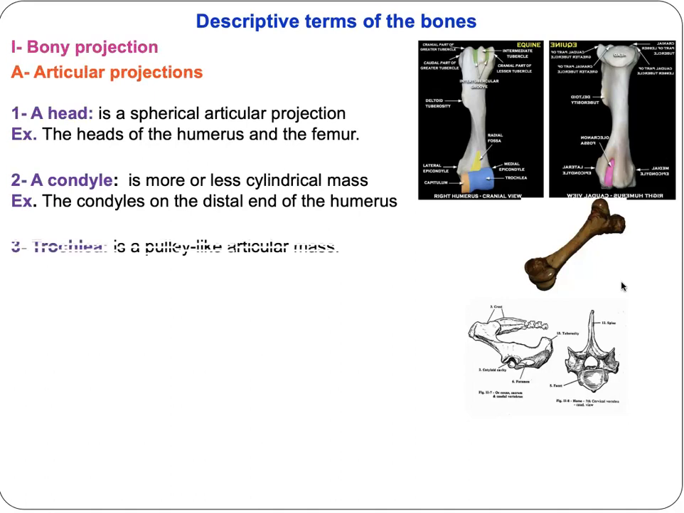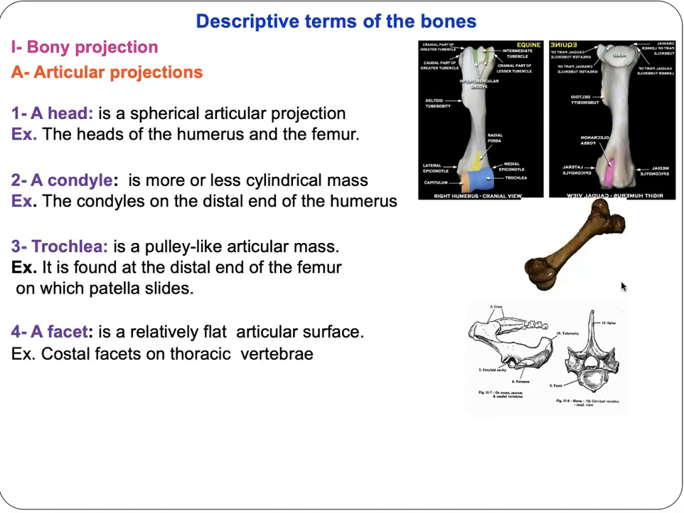Let us now speak about the descriptive terms of the bones. The bone is not smooth. Bones have structures that could be projections or depressions. We classify projections and depressions into two categories: those for articulation, called articular, and those only for muscular attachment and not for articulation, called non-articular. So we have bony projections, articular and non-articular, and for depressions, we have articular depression and non-articular depression.